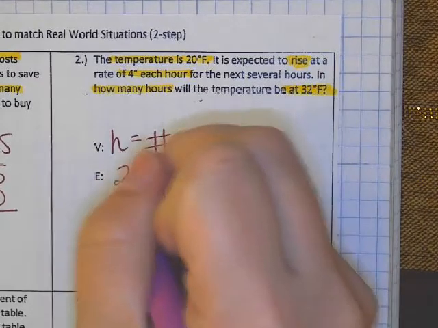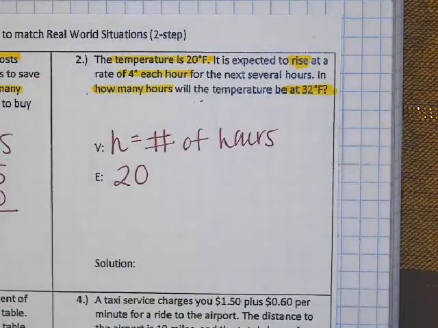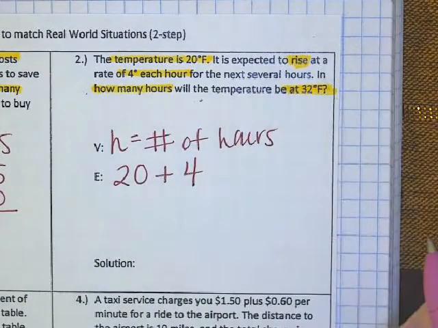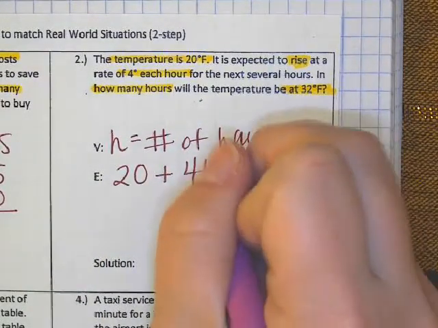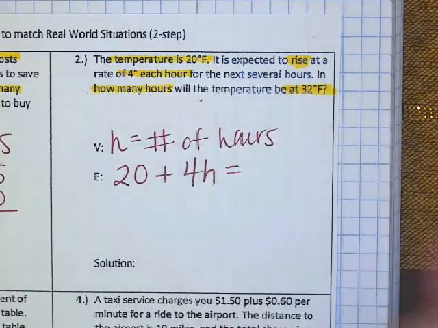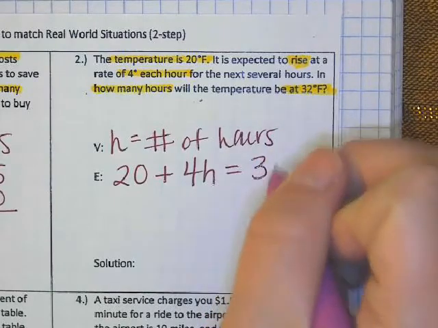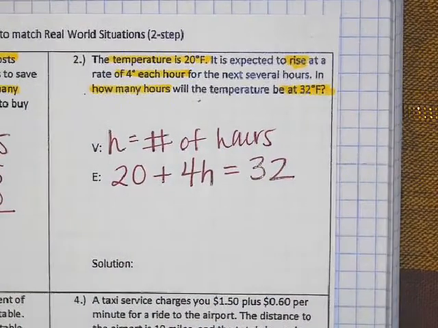Currently it is 20 degrees. It's going to go up. We're going to add 4 degrees each hour. Each is going to tell me 4 times H. We want to know when will it be at or equal to 32 degrees. Now that I've set up my equation, let's solve.